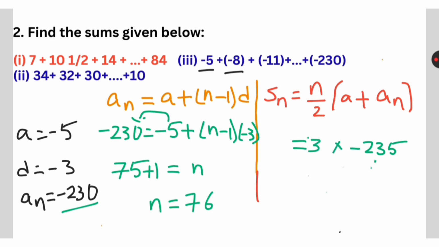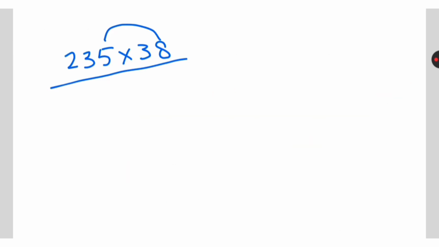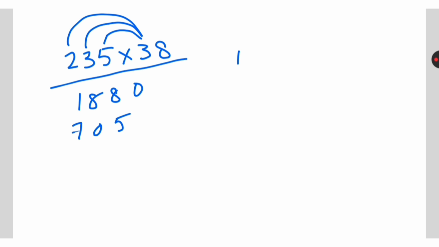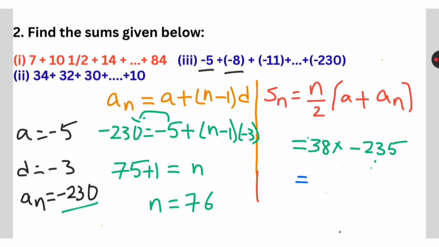235 times 38. 8 5s are 40. 8 3s are 24. 24 plus 4, which is 28. 8 2s are 16. 16 plus 2, 18. Now we have to do with 3. 3 5s are 15. 3 3s are 9 plus 1 10. 3 2s are 6 plus 1 7. So after adding, then we are going to get 8930. So finally the answer is, here we have a minus, so minus 8930. So that is the Sn.